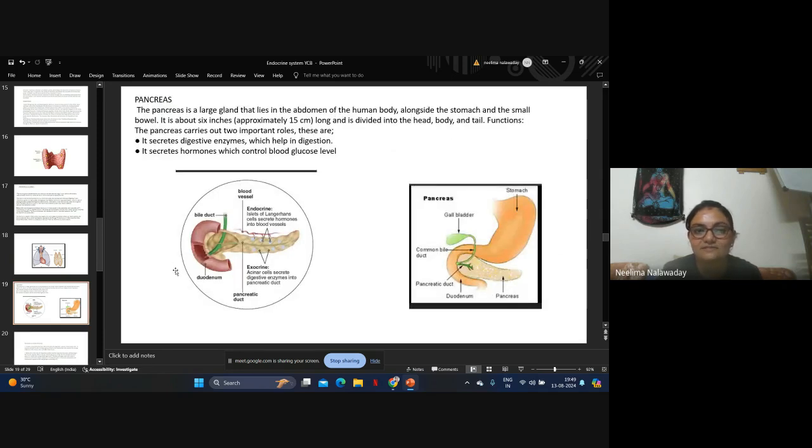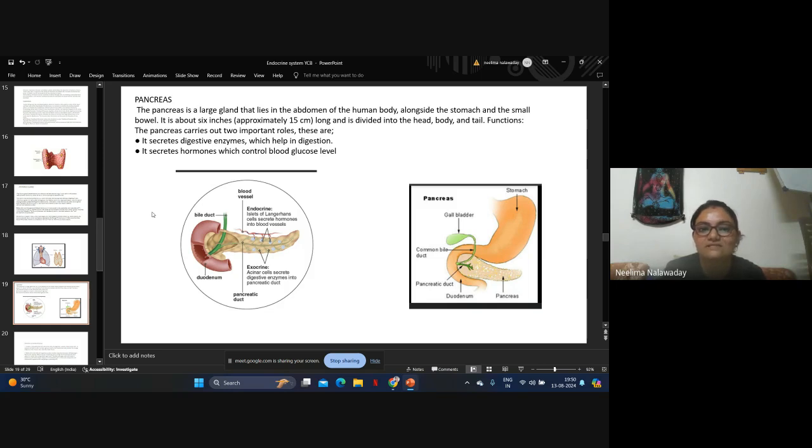Pancreas. Pancreas is endocrine as well as exocrine in function. It secretes digestive enzymes, called pancreatic juice, which helps in digestion, and it secretes hormones which control blood sugar level, insulin and glucagon. So in endocrine function, islets of Langerhans cells secrete hormones into blood vessels. And exocrine, that pancreatic juice goes through the pancreatic duct towards the first part of the small intestine, that we saw in the digestion procedure.